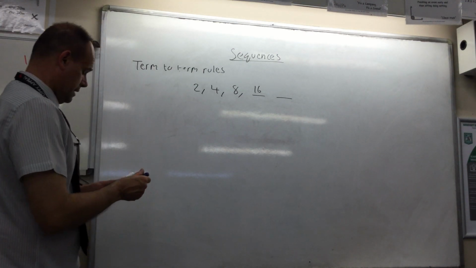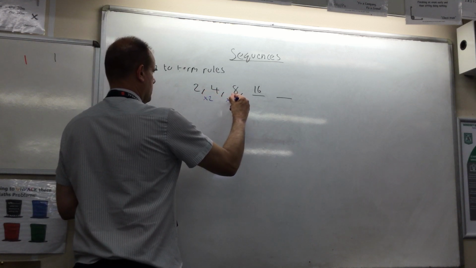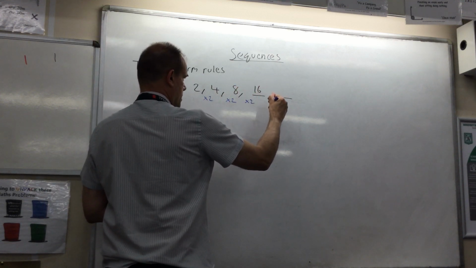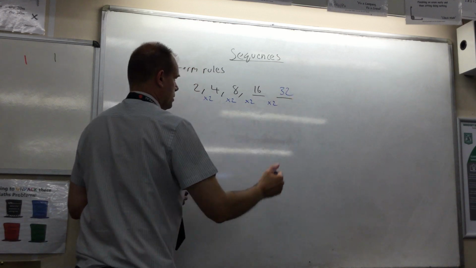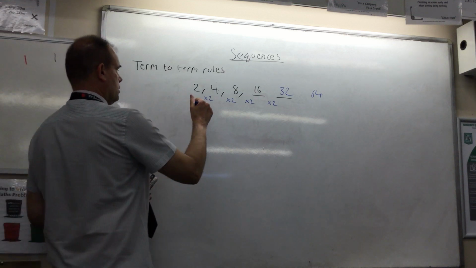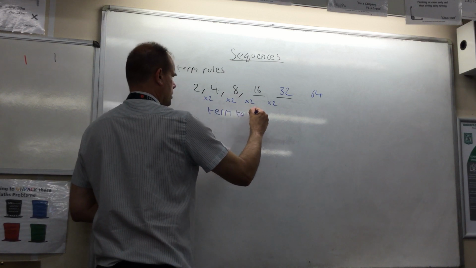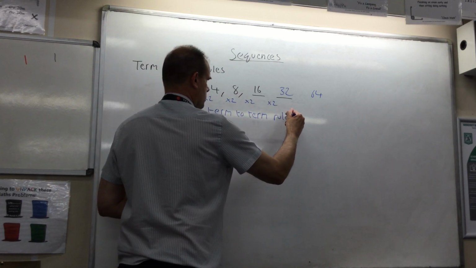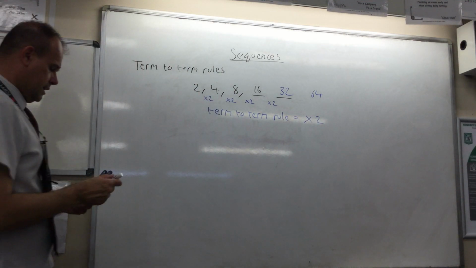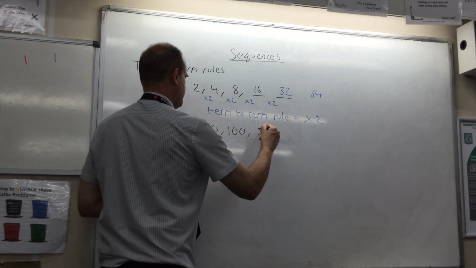But another way of looking at it is, for this one, you are timesing that by 2, then that one by 2. So term to term, 2 times 2 is 4, 4 times 2 is 8, 8 times 2 is 16, 16 times 2 is 32, and so on, 64, etc. So the term to term rule there would be times by 2. So if you're asked to fill in the numbers, I've done that. If you're asked to describe the rule, you'd write term to term rule is equal to multiply by 2 or times by 2.